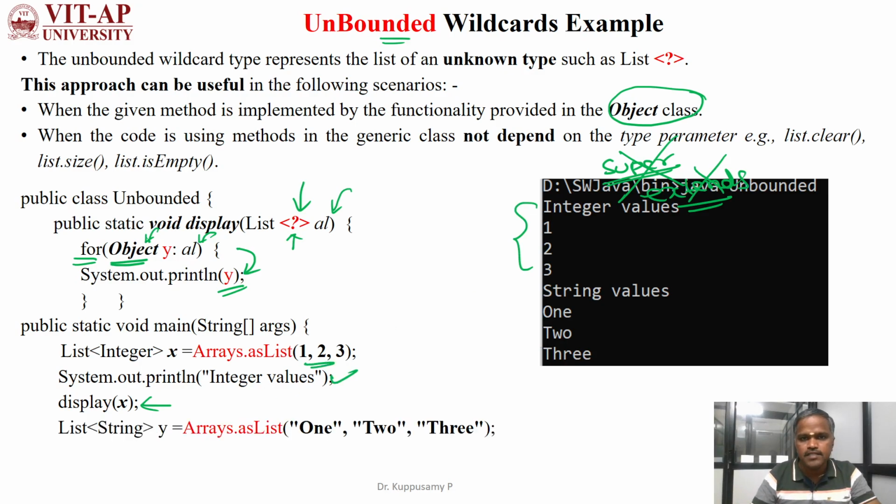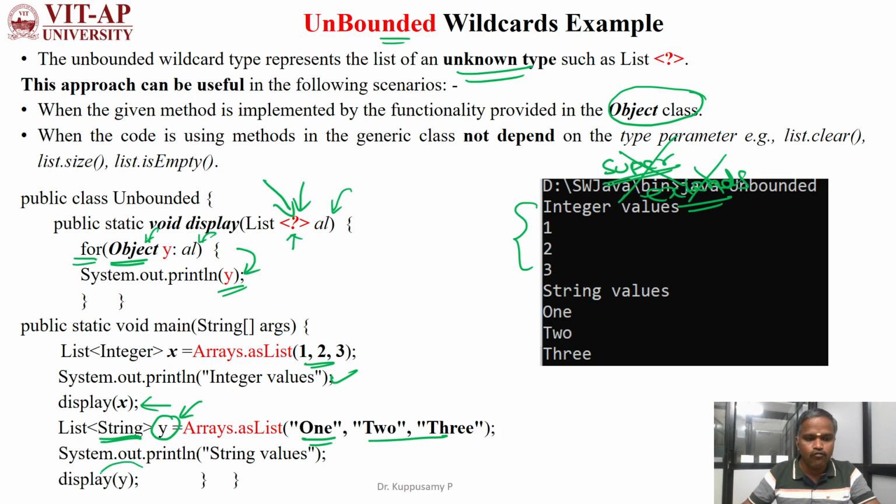Then I am passing another data type object here, a string, because this wildcard will accept any kind of data type, any unknown type, any data type objects. So now I am creating the string data type object. Through that I am passing three values in that list. Then I call the method display, passing these values of y. Then my control is passing over here.